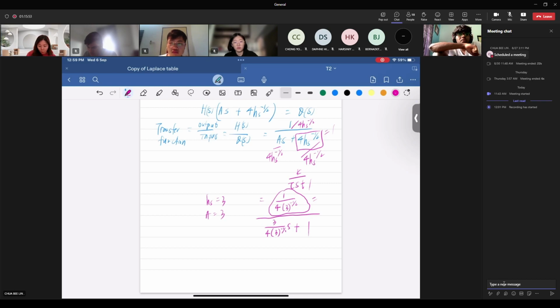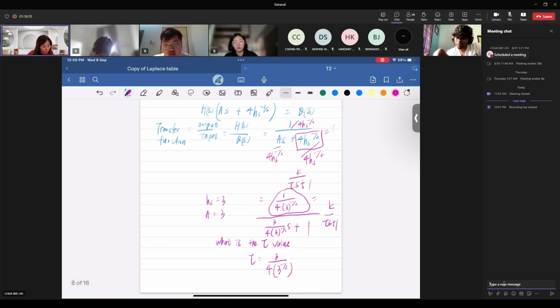They ask what is the tau value, which is K over tau s plus 1. So your tau is 3 over 4 multiplied with 3 to the power of negative 1 over 2. Okay, so this will give you the answer of 1.2999, and the unit is minute. Tau is the time, so the unit given is in minute. Then you repeat the same for the second case.